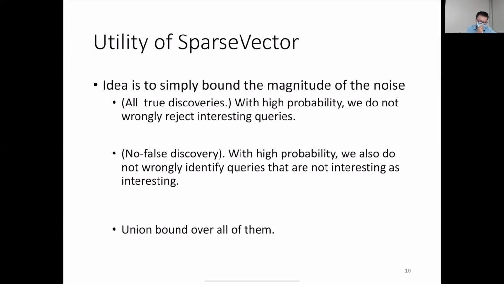And the idea is really to look at all the random variables in the system. They are basically a bunch of Laplace random variables, right? So we have a bunch of Laplace random variables, and we can bound all of them with a Laplace tail bound that we learned from the last lecture.